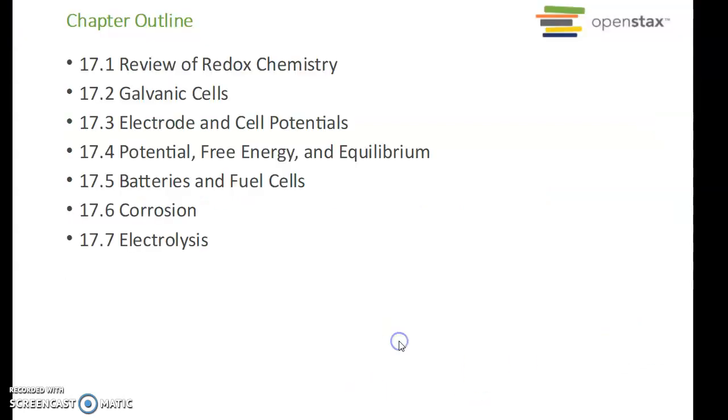Now, the first thing is to review what we're going to cover today. The first is a quick review of the redox chemistry that we've done before. We'll then go on to galvanic cells, electrode and cell potentials, potential energy, free energy, equilibrium, all those different values. Then the typical batteries and fuel cells that we have today, corrosion concerns, and finally electrolysis.